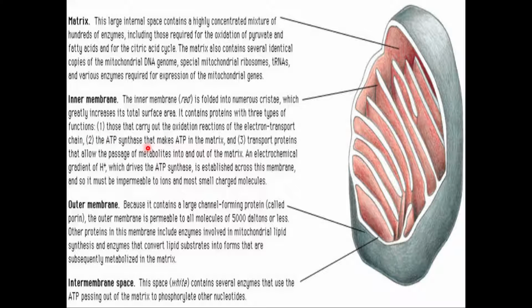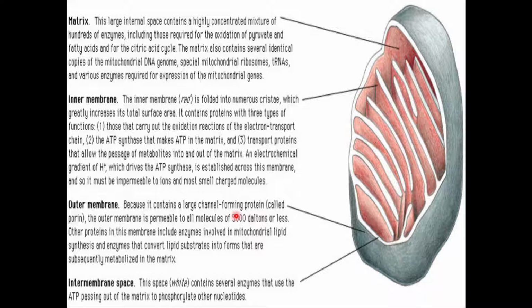Number 2, the ATP synthesis that makes ATP in the matrix. Number 3, transport proteins that allow the passage of metabolites into and out of the matrix. जैसे मैंने आपको पहले ही एक्सप्लेन किया कि ट्रांसपोर्टेशन का काम होता है. So again those proteins are found in the inner membrane also. एटीपी का सिंथेसिस करना और इलेक्ट्रॉन ट्रांसपोर्ट चेन का पूरा मेटाबॉलिक प्रोसेस यहाँ पर होता है। ये 3 मेन फंक्शंस जो है ये इनर मेम्ब्रेन की वजह से होते हैं। Now what are the functions of outer membrane?